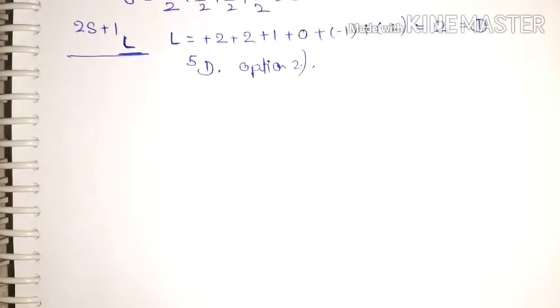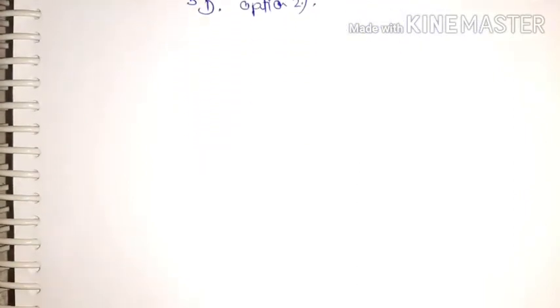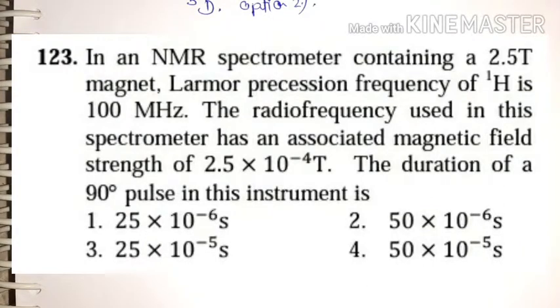Now we move towards our next question, and see, it says in an NMR spectrometer containing a 2.5 Tesla magnet, Larmor precession frequency of 1H is 100 MHz. The radio frequency used in this spectrometer has an associated magnetic field strength of 2.5 into 10 to the power minus 4 Tesla. The duration of a 90-degree pulse in this instrument is, and we have 4 options. This question is coming for 2 marks, and in this question we must find a pulse duration. Understand? So let's do the solution of this question.